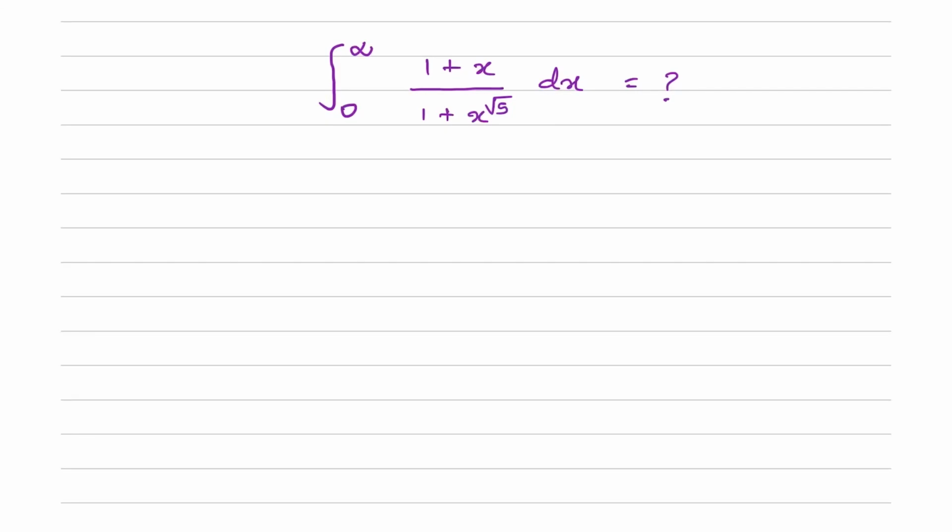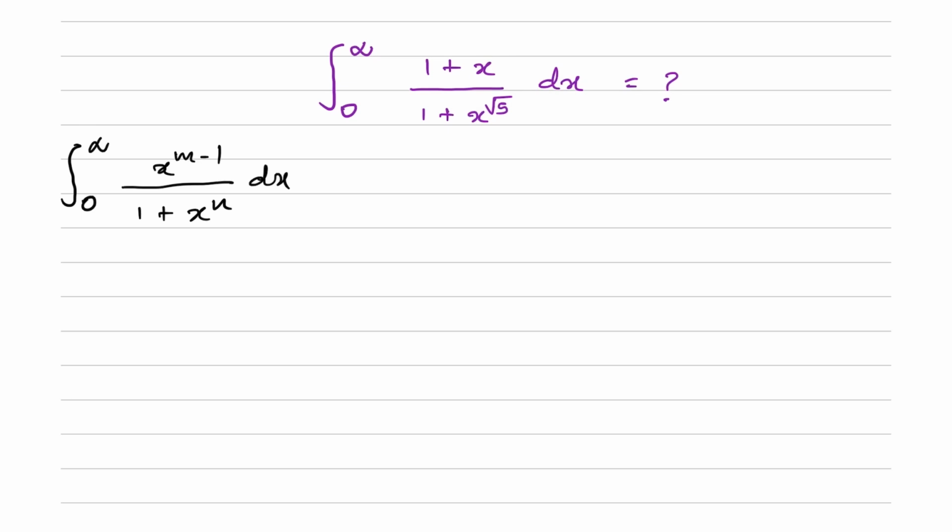In this video, we are going to solve this nice integral from 0 to infinity of (1 + x) over (1 + x^√5) dx. How to begin? First, I'm going to define an integral from 0 to infinity of x^(m−1) over (1 + x^n) dx. As I remember, I solved this integral in a previous video. Anyway, let's solve this integral here in this video.